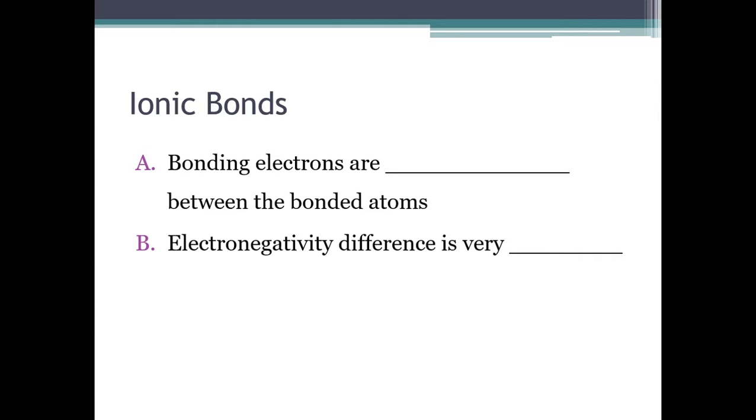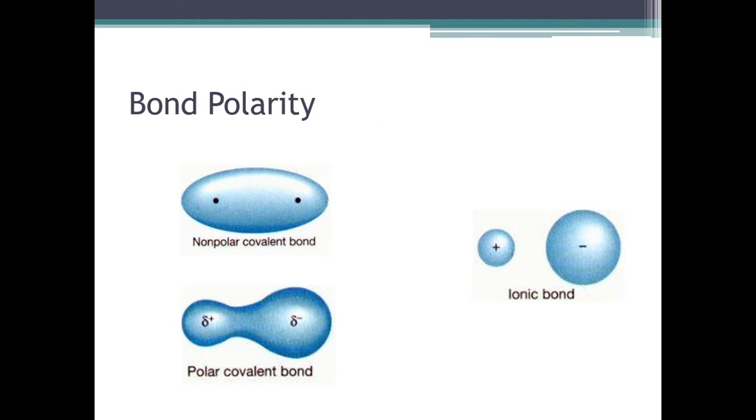We had our nonpolar, which is basically no electronegativity difference. Then we had polar, which is like a moderate difference. Then we have ionic bonds, and this is when bonding electrons are straight up transferred between the bonded atoms because the electronegativity difference is very large, right? So it's sort of a gradient, sort of a spectrum.